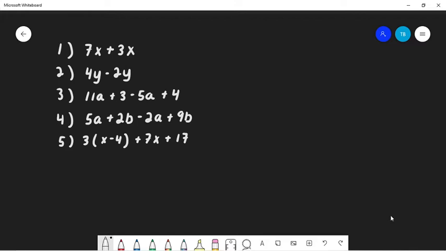So when you're given a mathematical expression and are asked to write it in simplest form, we have to make sure that all of our like terms are combined. So let's take a look at a few problems together and see how that's done.